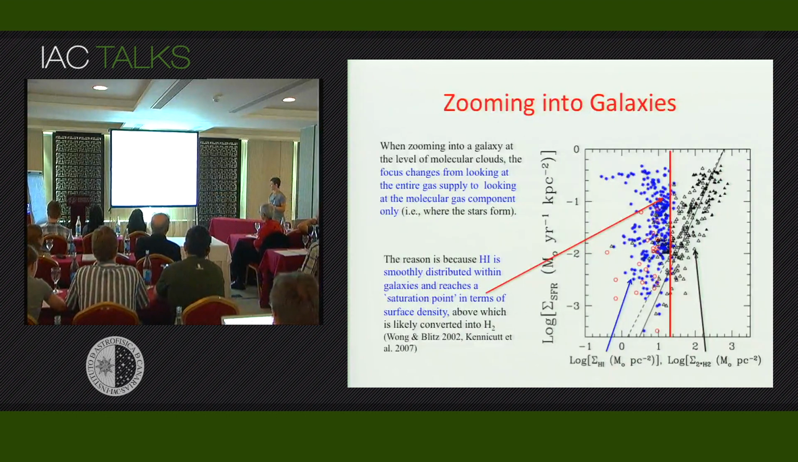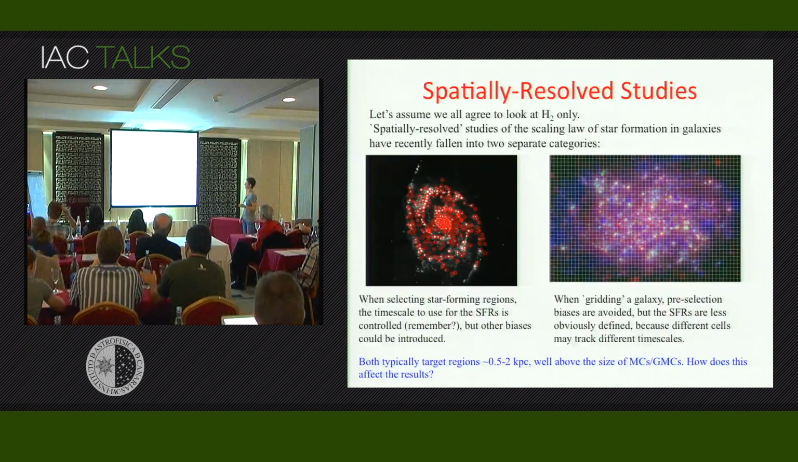What you have is that the H1 reaches a saturation point. This was already remarked by previous talks here. Above a certain surface density, the H1 presumably condenses onto H2, and therefore you never go above roughly a surface density of 10 to 20 solar masses per parsec squared. So at some point, it makes sense, when you look at the individual clouds, to look just at the H2 component, also because the H1, in addition, doesn't represent the majority view. Okay, so let's look at spatially-resolved studies.